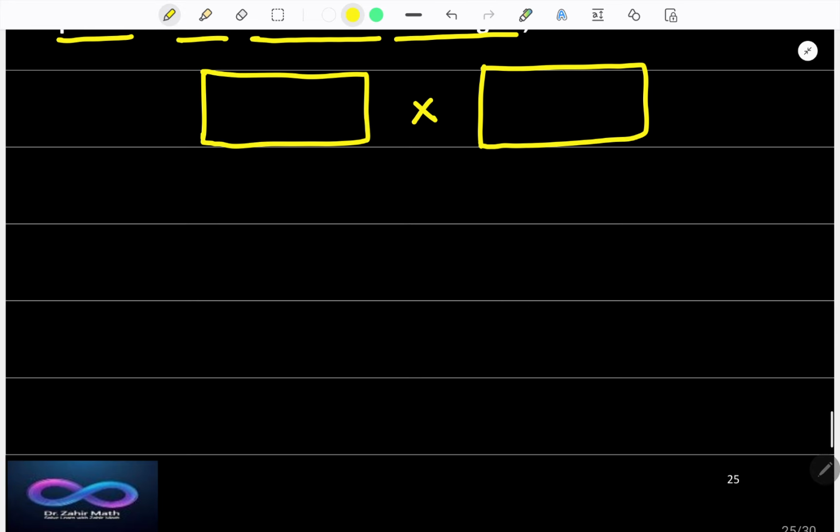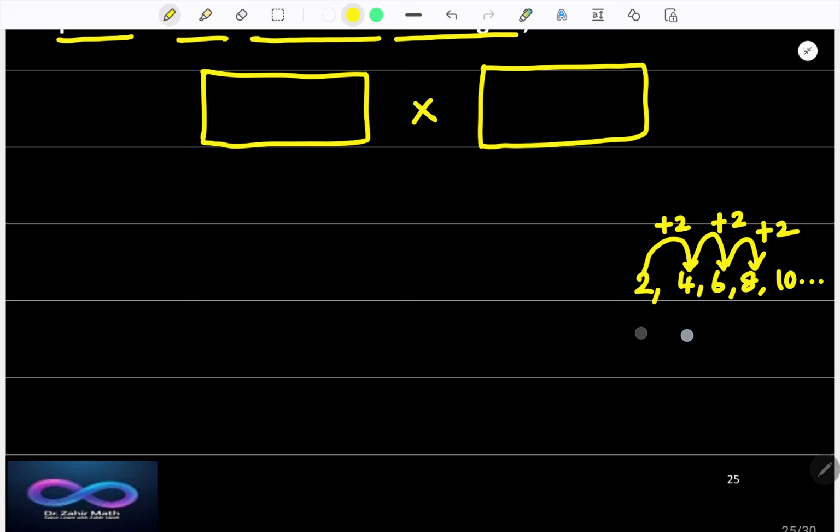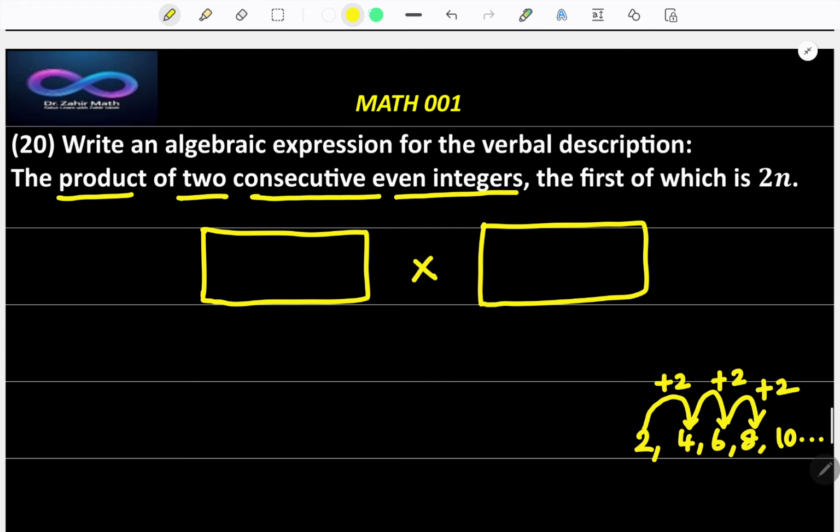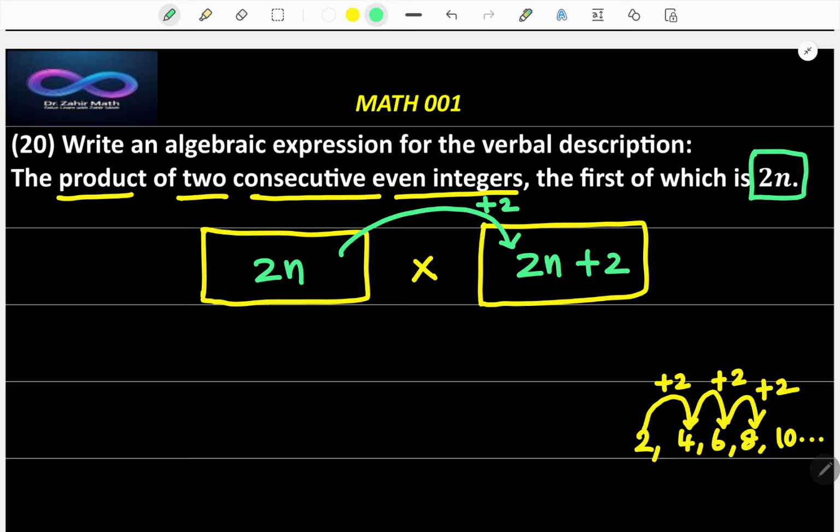Okay, what do you mean by even integers? Look here. Even numbers 2, 4, 6, 8, 10 like this. If I want to jump from this to this, I have to add what? Plus 2. If I want to jump from here, it is what? Plus 2. It means the two consecutive numbers are got by adding plus 2. So in the same manner, I am going to add plus 2 here also. First one is what? 2n. So this is your 2n. What is your next number? 2n plus 2.